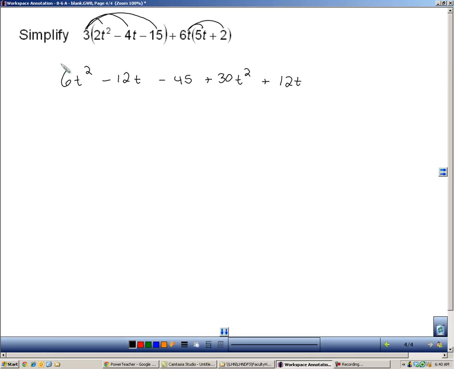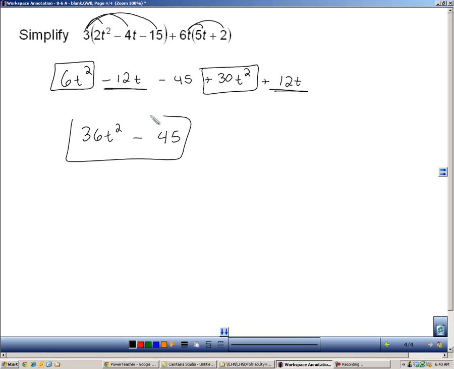So now looking to collect like terms, I'll start with the t squareds. That looks like a 36t squared. Then I'll move on to the t's. Negative 12t plus 12t, those actually cancel off. So I just put the minus 45, and I'm done.